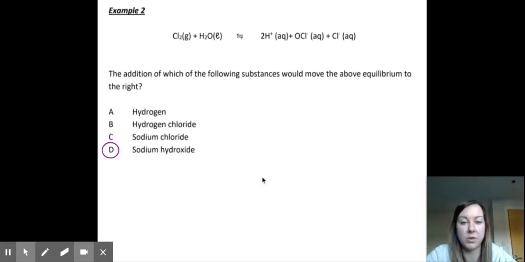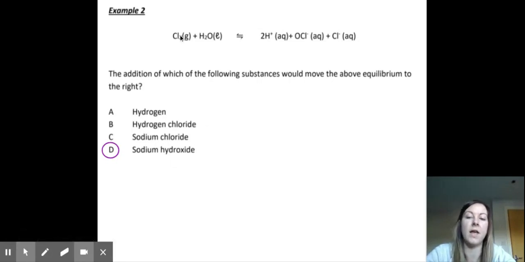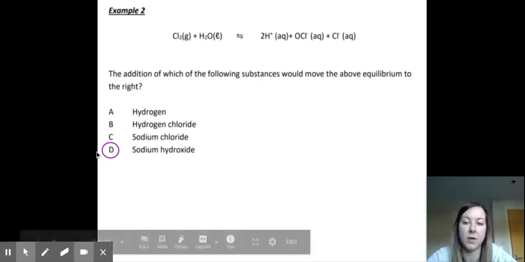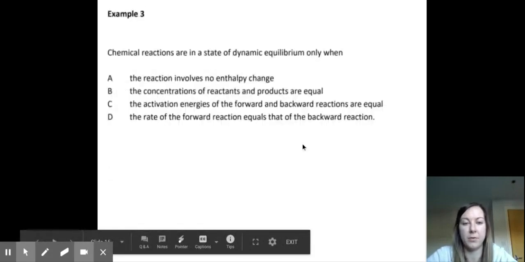So by pulling the hydrogen ions out, by reacting with hydroxide, then the equilibrium is going to try and make more of those. So it will shift towards the product side or the right. That's why it has to be D in that example.